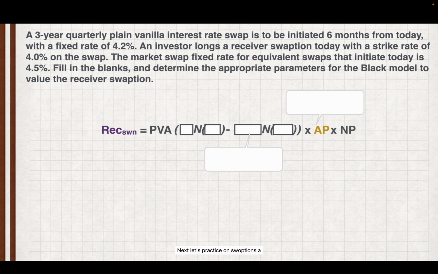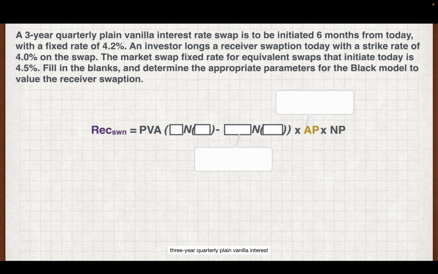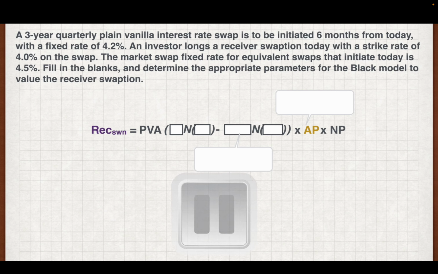Next, let's practice on swaptions. A 3-year quarterly plain vanilla interest rate swap is to be initiated 6 months from today, with a fixed rate of 4.2%. An investor longs a receiver swaption today with a strike rate of 4.0% on the swap. The market swap fixed rate for equivalent swaps that initiate today is 4.5%. Fill in the blanks and determine the appropriate parameters for the Black model to value the receiver swaption. Pause the video now and work out your answer.